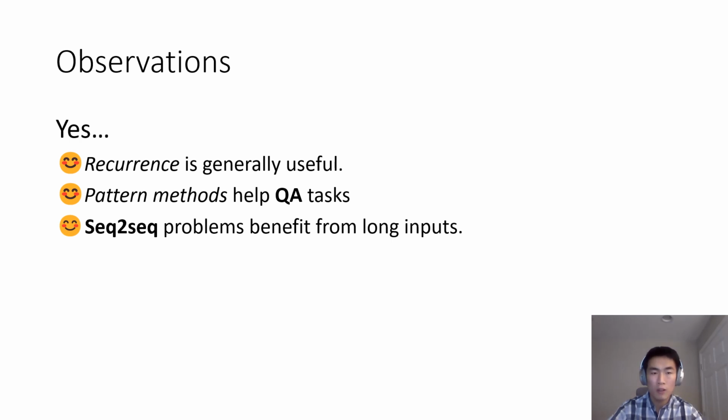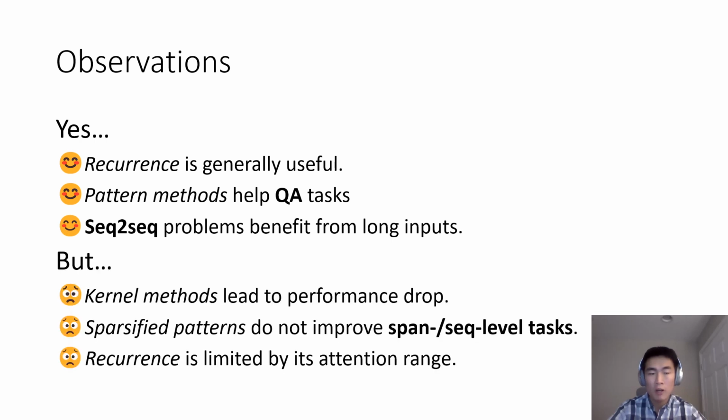For example, we found that recurrence is generally useful and can boost the performance. We found that pattern methods can help the question answering problems, and sequence-to-sequence tasks can benefit from long inputs. However, we also have some surprising findings. Kernel methods lead to dramatic performance drop, which makes them totally unusable. Specified patterns do not improve the span or sequence level tasks, and the recurrence can be limited by their attention range and can be much improved.